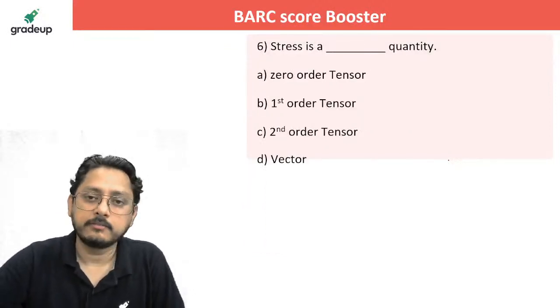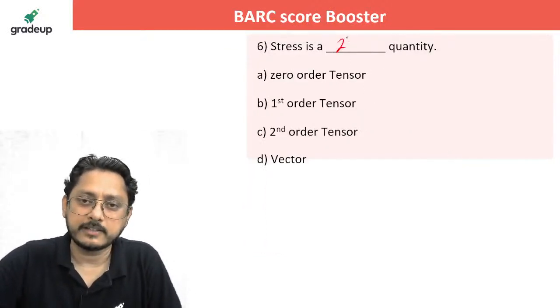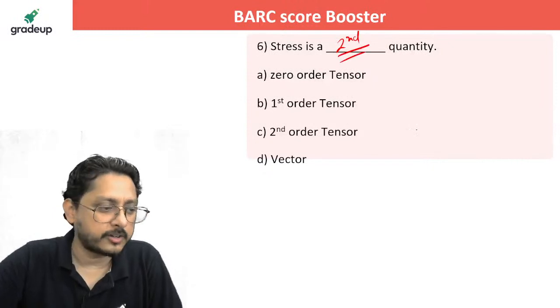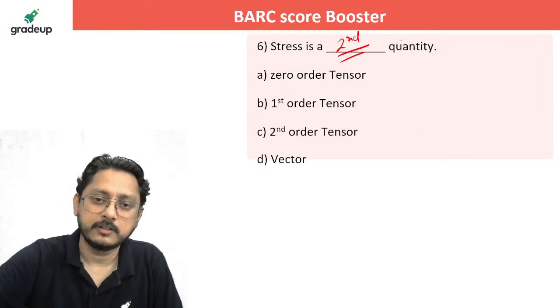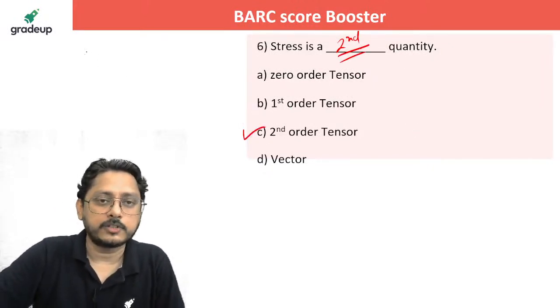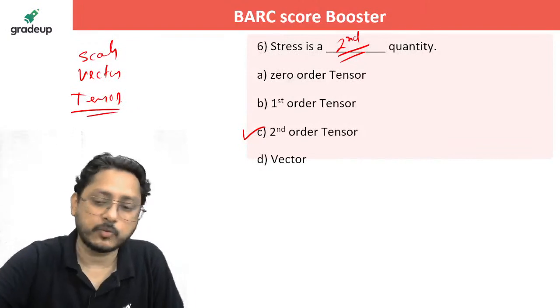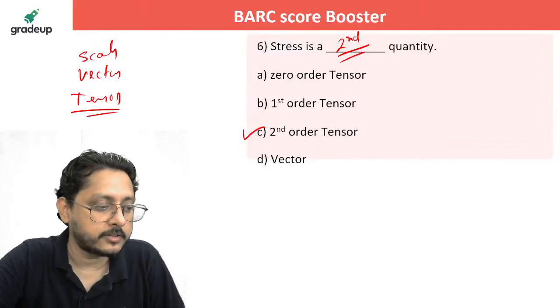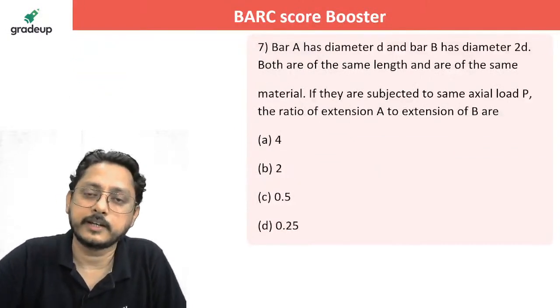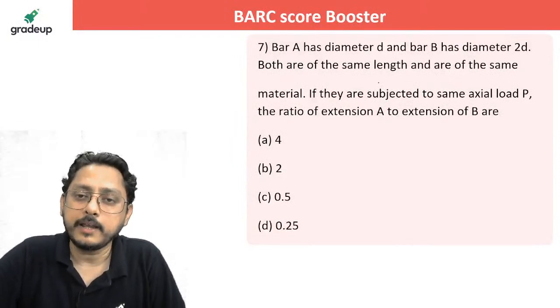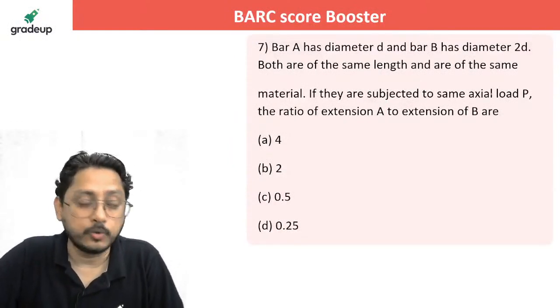Now, stress is a, that you know already. It is a second order tensor. No need to ask. Second order tensor, isn't it? Simple question. Because there are scalar, vector, and tensor. Stress quantities, then moment of inertia, all are tensorial quantities, right? Second order tensor actually.